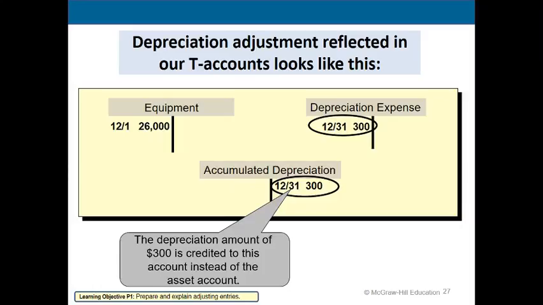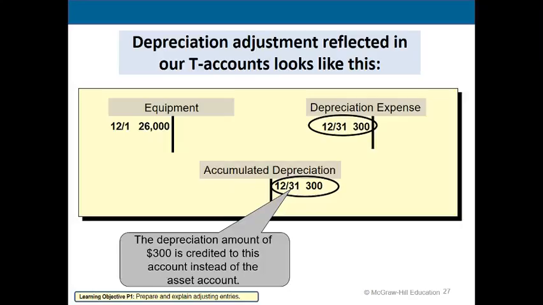Now notice the credit doesn't go directly to the equipment account. It's going to go to a separate account called accumulated depreciation. In this case, it should say accumulated depreciation hyphen equipment to identify what it's for, in case they have several pieces of equipment or several plant assets that have these accumulated depreciation accounts. You want to be able to identify which asset account it corresponds to. So when you have depreciation expense, notice you've got to create this accumulated depreciation account. It's considered what's called a contra asset account because it decreases its corresponding asset account.